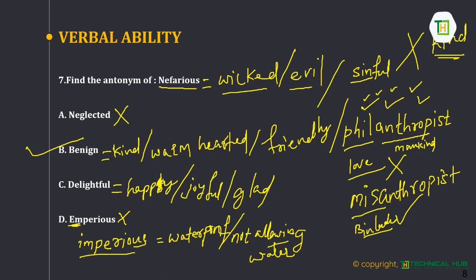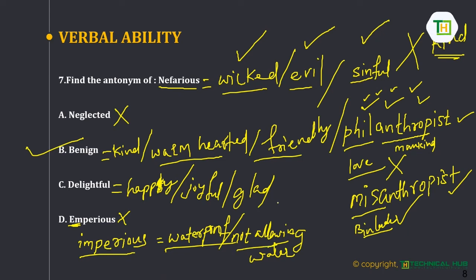And just before also we have talked about it. Okay, imperious. So yeah, hope you are clear with these words, and you came to know about some of the new words like wicked. There used to be a wicked wolf. Okay, or evil minded beast, sinful giant. And kind means you already know it. Then philanthropist, I told you, this is a new word. And misanthropist, this is also a new word for you. And yeah, delightful, and kind, warm-hearted, friendly, all these, then imperious, waterproof, or not allowing water.